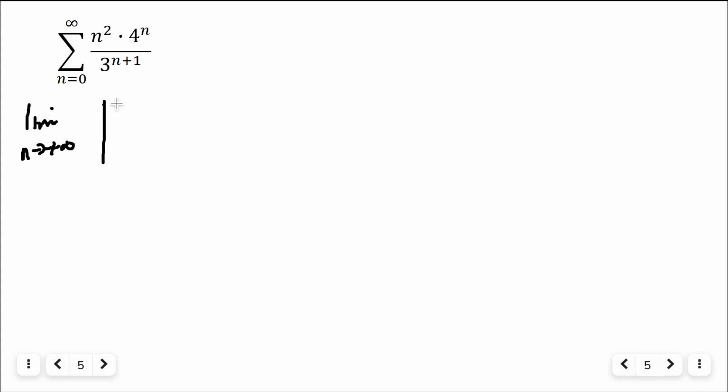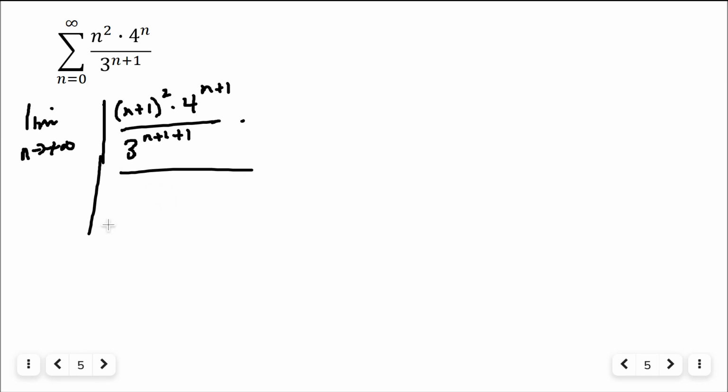All right, so we've got a sub n plus 1. I'm going to change all the n's to n plus 1s. 4 to the n plus 1, 3 to the n plus 1, plus 1. So n gets changed to n plus 1, and there's still a plus 1 there. Divided by, let's divide it by again, n squared times 4 to the n over 3 to the n plus 1.